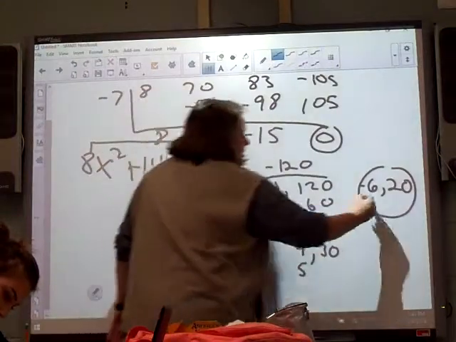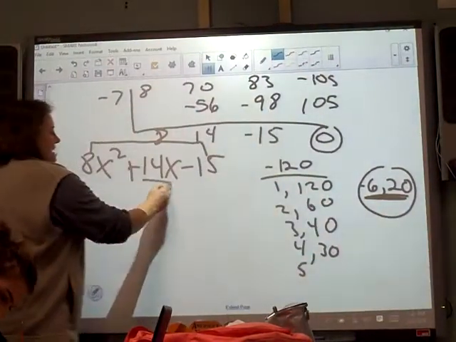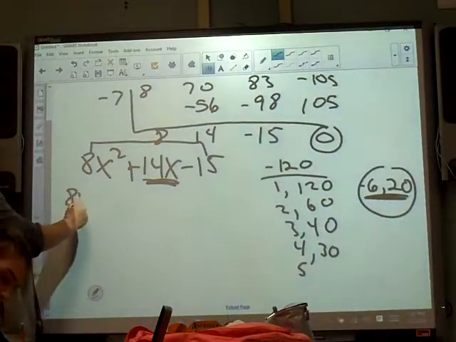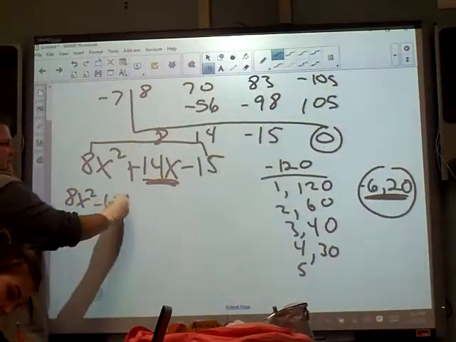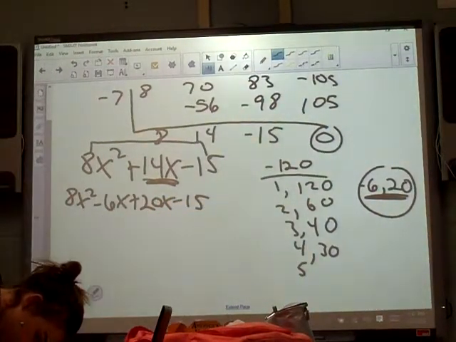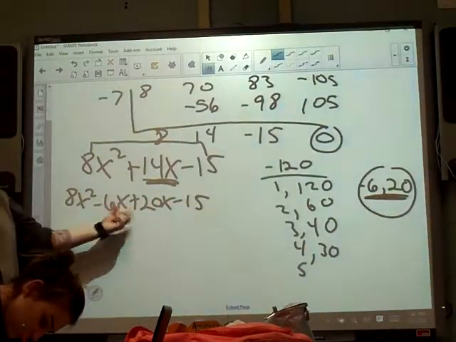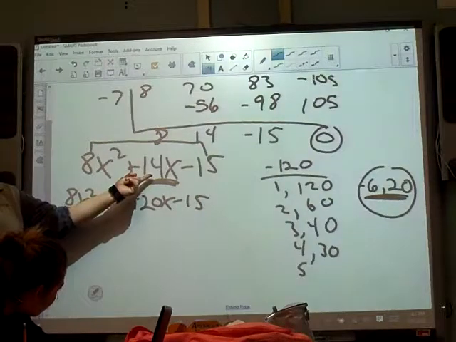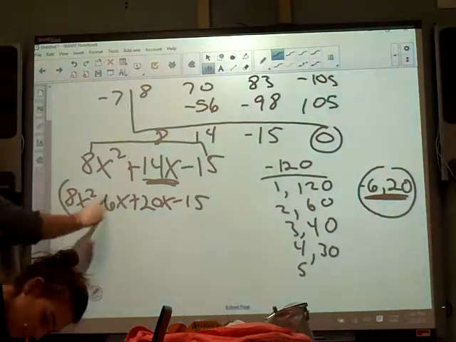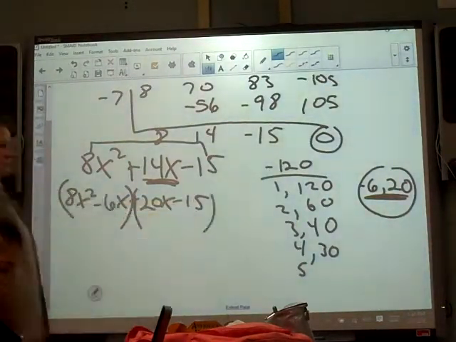Okay, so now you're going to take those, and you're going to substitute them in for that. So I got 8x squared minus 6x plus 20x minus 15. Because I didn't change the value of that equation, because -6 and 20 is 14. So remember I told you this was factoring by grouping. We're grouping them just like we do in the arc, 2 by 2.